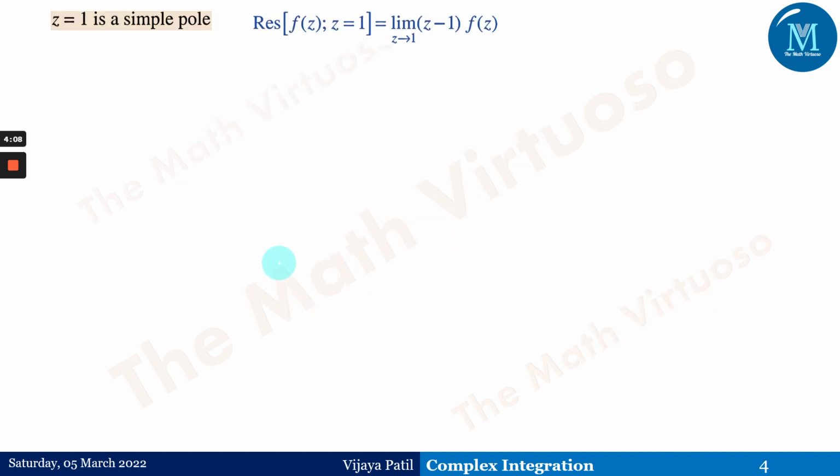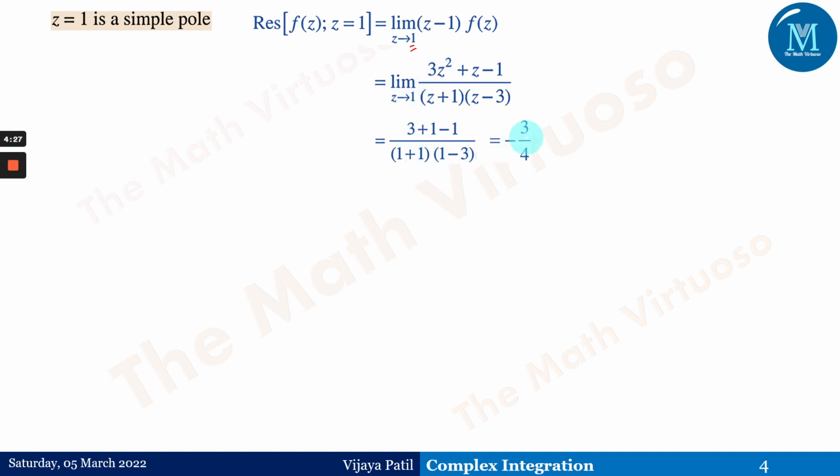Similarly, z equals 1 is a simple pole. Again, the same way, it is z minus a. A in this case is 1, so it is going to be cancelled from here, and you will remain with the function 3z square plus z minus 1 upon this. And if we replace z with 1, we are going to get the value as minus 3 by 4.